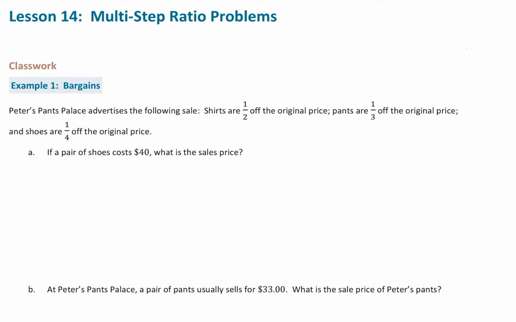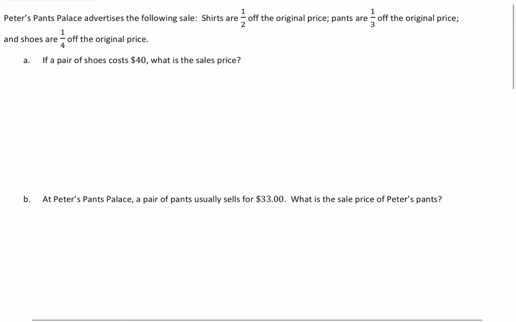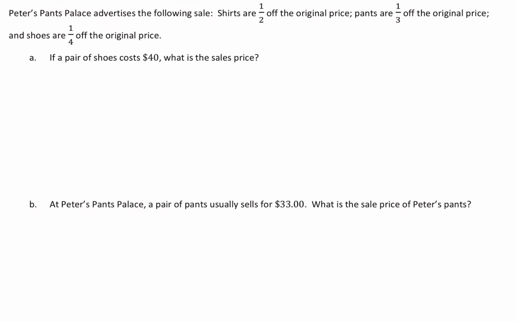Okay, we're looking at lesson 14, which is multi-step ratio problems. Most of these problems involve either getting a discounted price off of an original price or marking a price up. So, taking a first look at our first example here, we have Peter's Pants Palace advertising the following sales.